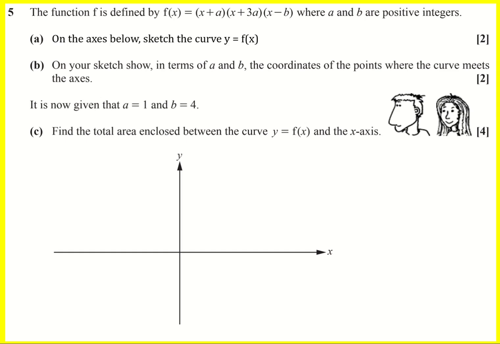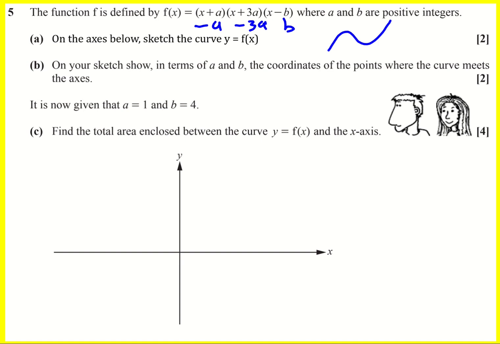We have a function here in terms of a and b, and we're being asked to sketch it. Now, first things first, think about what it's going to look like. It's got three roots, we can see, and when we set f of x equal to 0, we get these roots: minus a, minus 3a, and b. Secondly, the shape is a cubic like this, positive cubic.